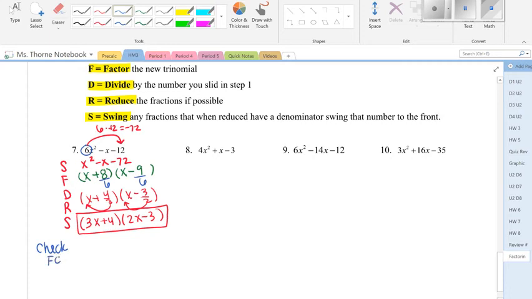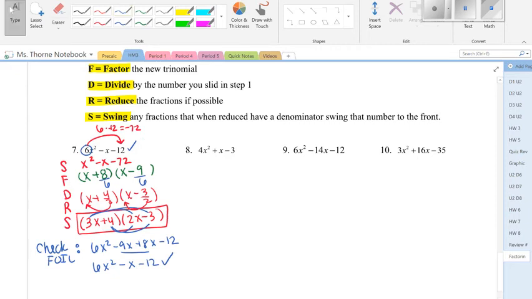To check my work, I'm going to FOIL. So 3x times 2x would give me 3 times 2 is 6, and x times x is x squared. So 6x squared. 3 times negative 3 is minus 9x. And then the inside terms, 4 times 2x gives me plus 8x, and 4 times negative 3 would be minus 12. And then I combine my like terms, 6x squared minus x minus 12. Notice that this is the same as our original problem, so that just checked my work.